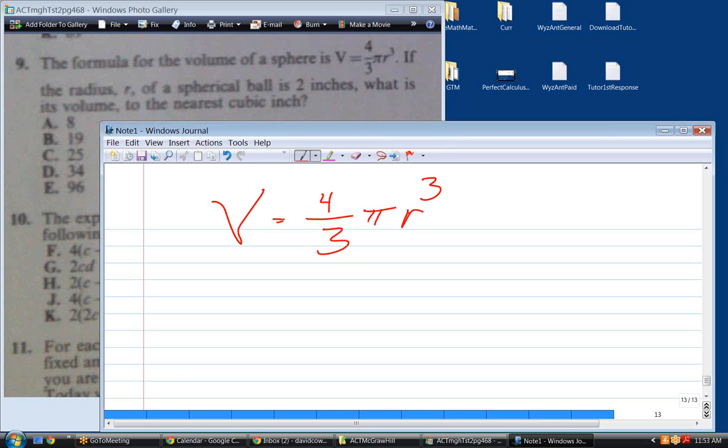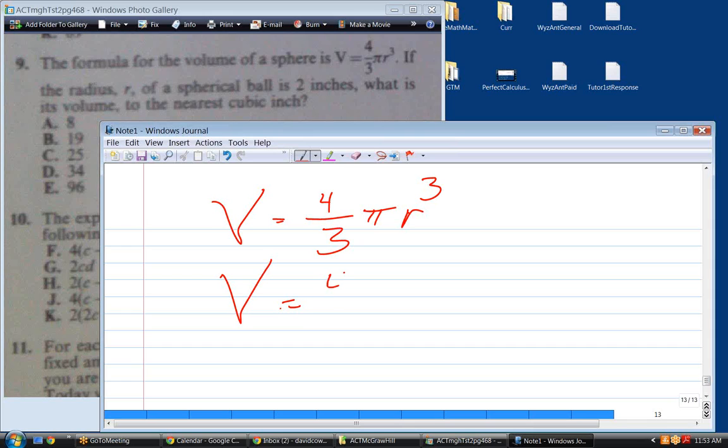So, if I have a ball that's 2 inches radius, what's the volume to the nearest cubic inch? So what's the next thing I'm going to write? Same problem as the one we just had. It's giving you a value for R, and it wants to know what it's equal to. So what's the first step?